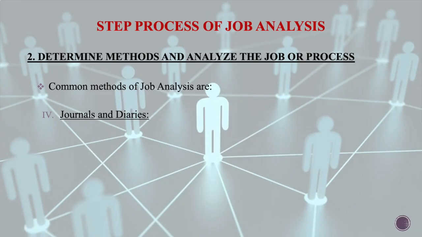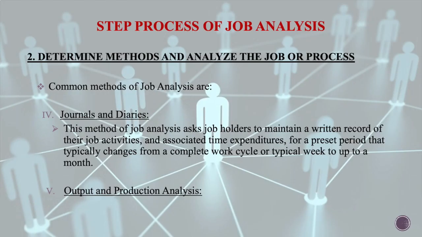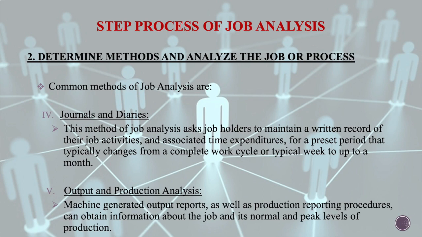There are other methods also being applied. One is called a journal and diary. This method of job analysis asks the job holders to maintain a written record of their job activities and associated time expenditures for a preset period that typically ranges from a complete work cycle or typical week up to a month. Another prominent method of job analysis is called output and production analysis. For example, machine-generated output reports as well as production reporting procedures can obtain information about the job and its normal and peak levels of production.